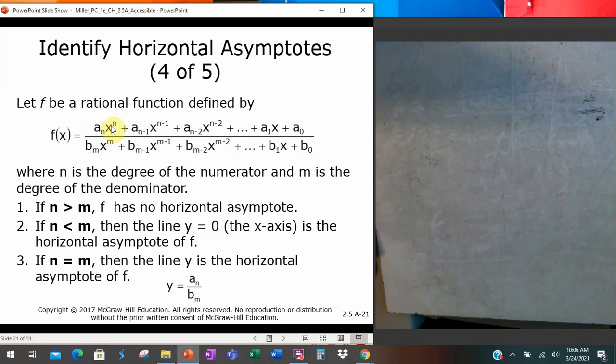And if they're the same degree, basically once x gets big, it is just determined by these leading coefficients, a_m divided by b_m. I just look at the leading coefficients, and it's just that over that. And that line is the horizontal asymptote from this value.